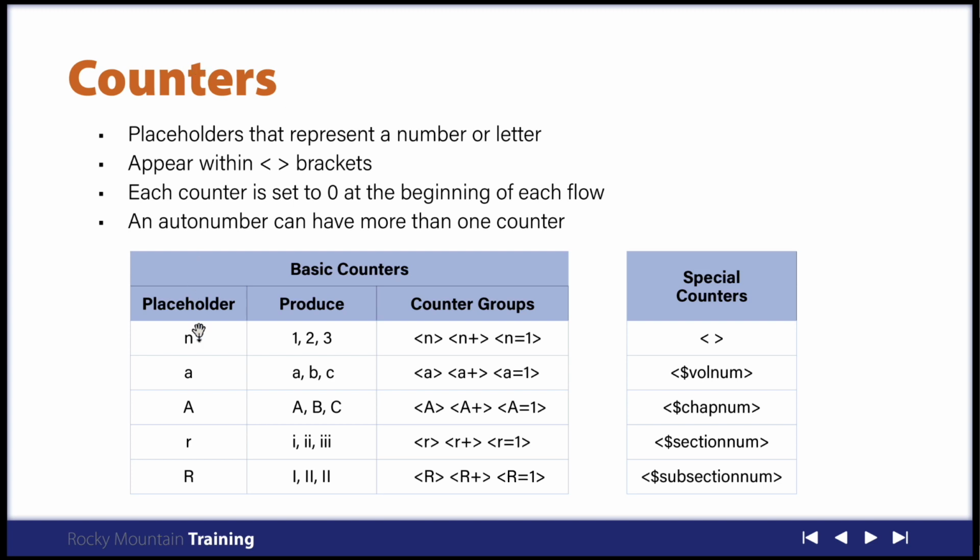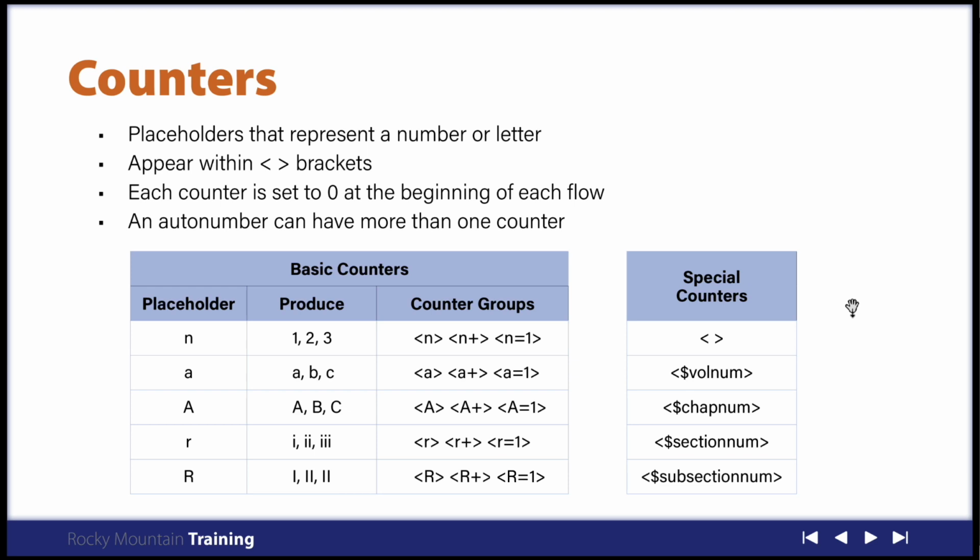So there are 5 basic placeholders within FrameMaker: the lowercase n, the lowercase a, the uppercase A, the lowercase r, and the uppercase R. And those particular placeholders represent, in the case of the n's, Arabic numerals, or lowercase alphabetic lists, uppercase alphabetic lists, lowercase Roman numeral lists, and then uppercase Roman numeral lists. And they show up in FrameMaker in groups of 3. They always follow the same pattern. For example, the n shows up as an n plus, n equals 1, a plus, a equals 1, all the way down. I want to go over those with you first. There are some special counters I'll get into as well. Let's save that for a little bit and just work on the basic counters.